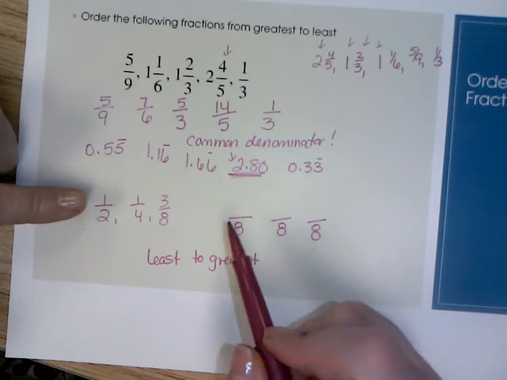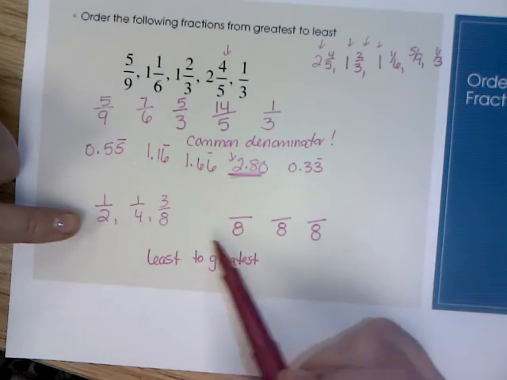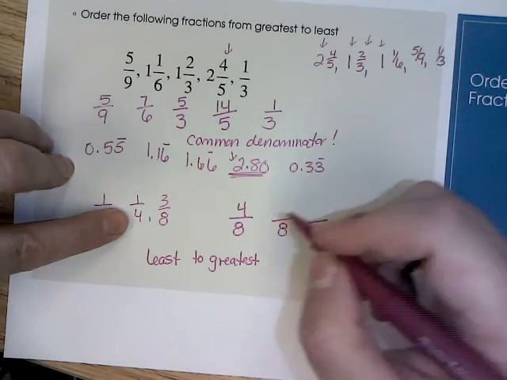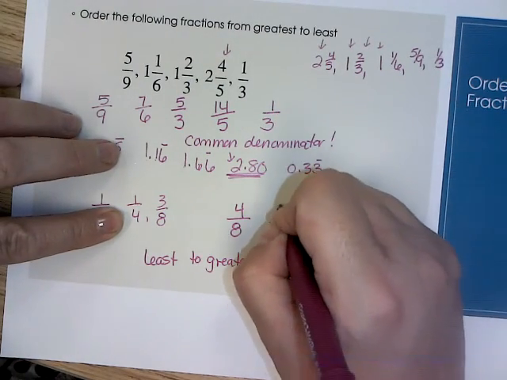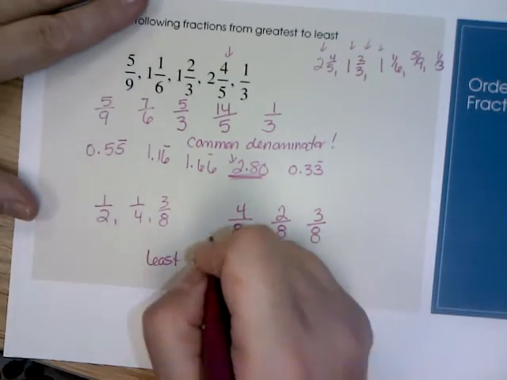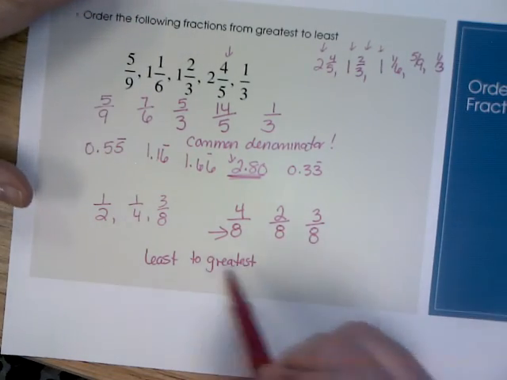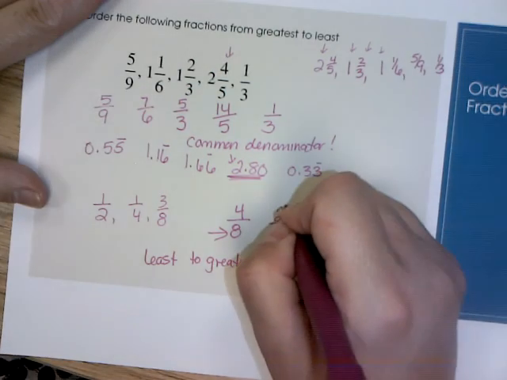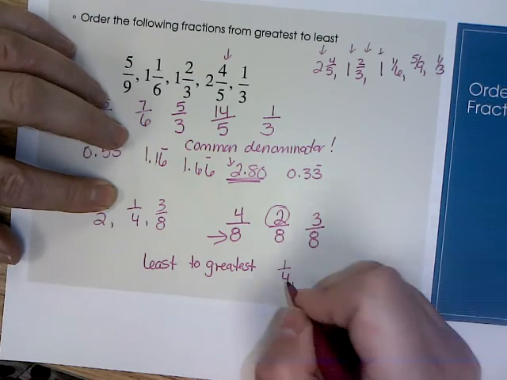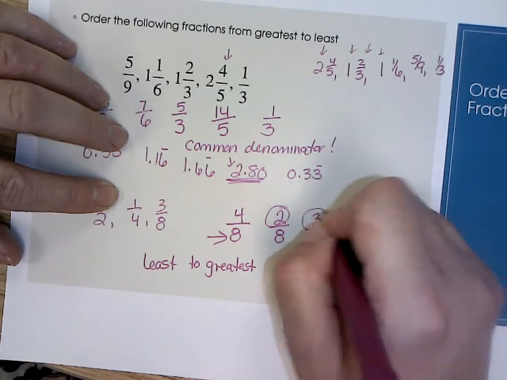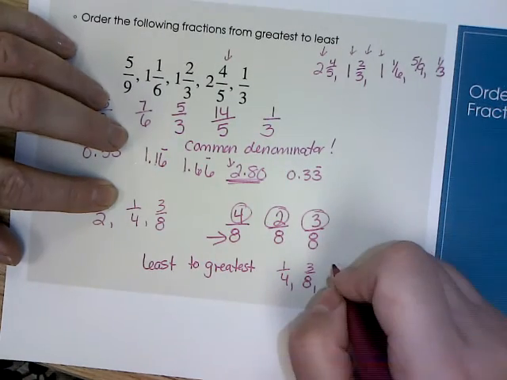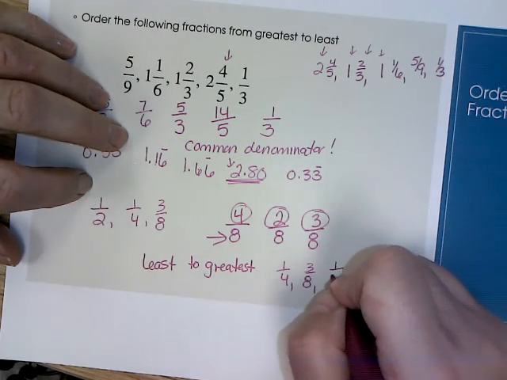So let's fix the numerators. How many 2's fit into 8? 4. How many 4's fit into 8? 2. Leaves that. So now that my bottoms are all the same, let's take a look and order them. 2 is smallest, 1/4 is going to be it. My next smallest is 3/8, and my largest top number or numerator is going to be 4/8, which is represented by 1/2.